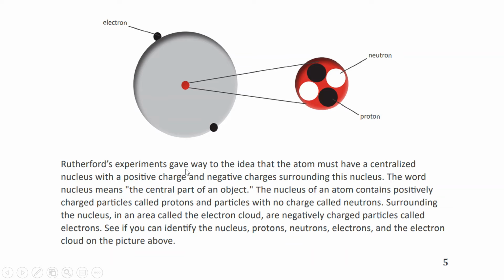Rutherford's experiments gave way to the idea that the atom must have a centralized nucleus with a positive charge and negative charges surrounding this nucleus. The word nucleus means the central part of an object.